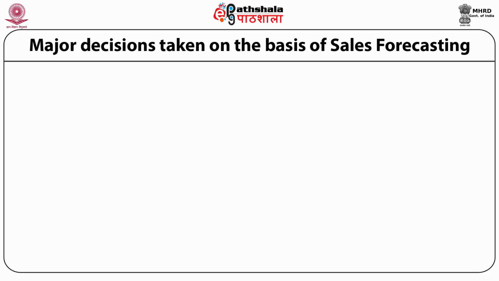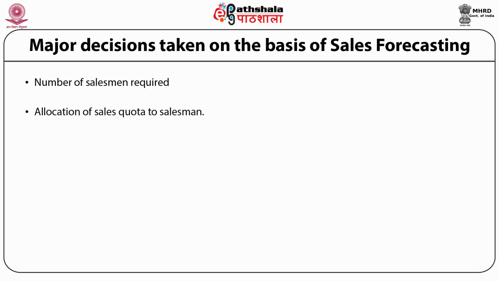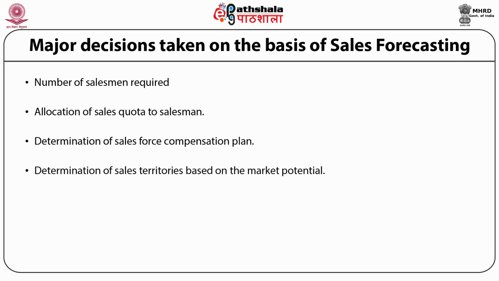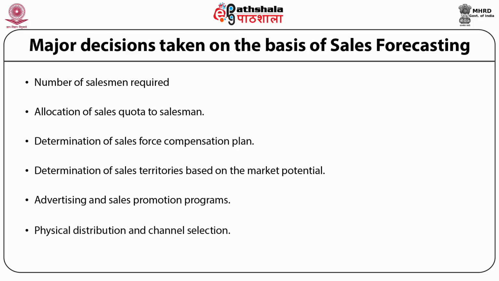So what are the various decision-making areas which are based on sales forecasting? These can be the number of salesmen required. These decisions are taken on the basis of sales forecasting. Then allocation of sales quota to salesmen, determination of sales force compensation plan, determination of sales territories based on market potential. Another decision area is advertising and sales promotion programs. It also includes decisions regarding physical distribution and channel selection.